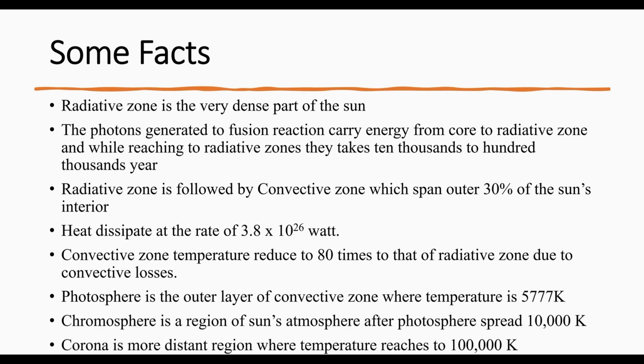Above the surface of the sun is a region of the atmosphere called the chromosphere, where the temperature can reach 10,000 Kelvin. Interestingly, the more distant region called the corona, which comprises a volume even larger than the sun itself, has a temperature around 100,000 Kelvin.